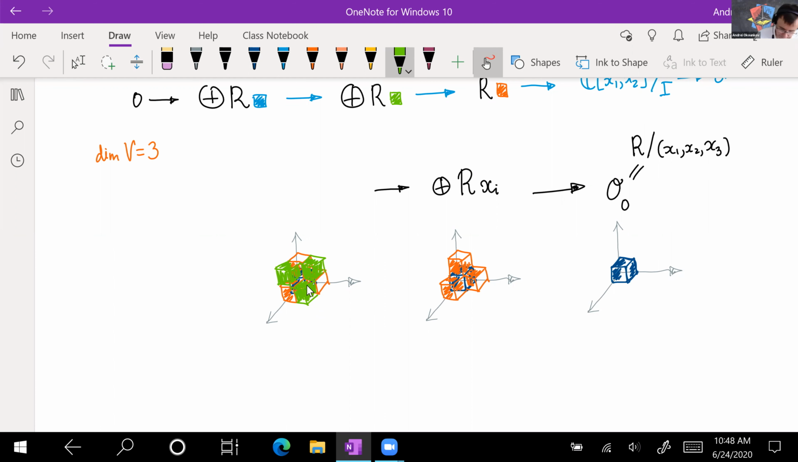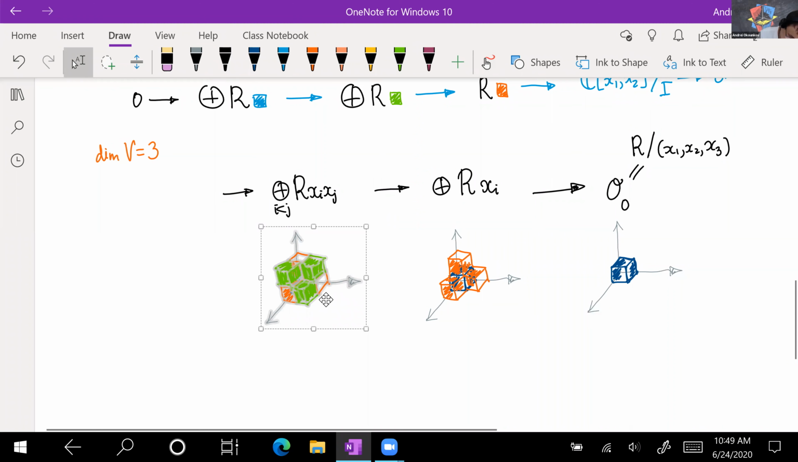Okay. And so that means we get the direct sum of R, over i less than j, xi, xj. And then the last piece is that we're in 1 dimension more, so the resolution is going to be 1 term longer. So this is going to be like that. So there will be 1 more box, which we'll put in blue.